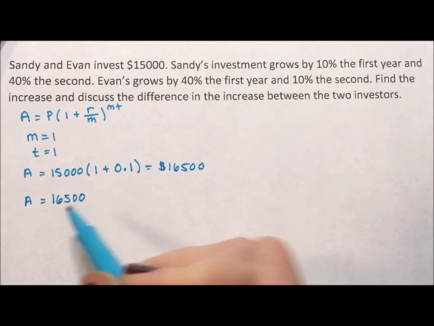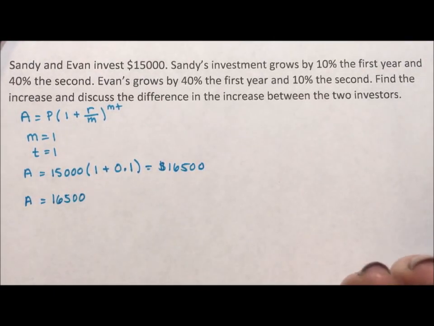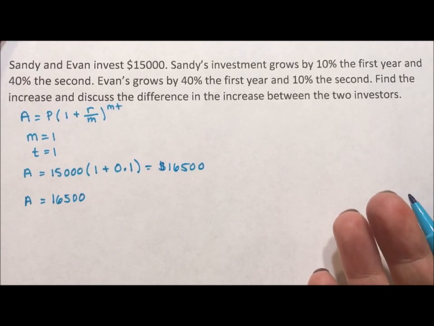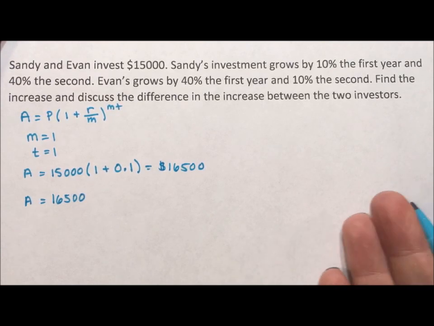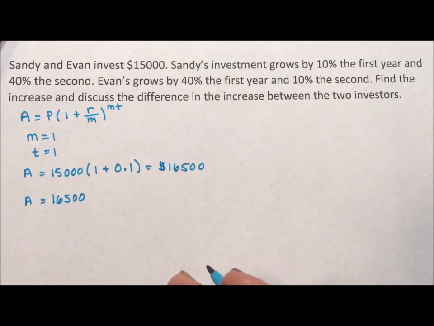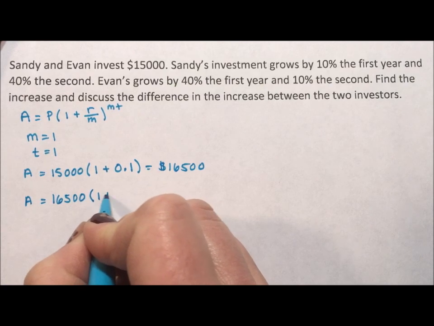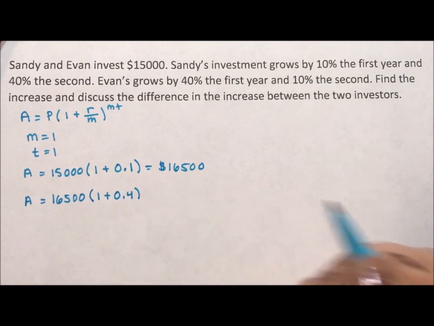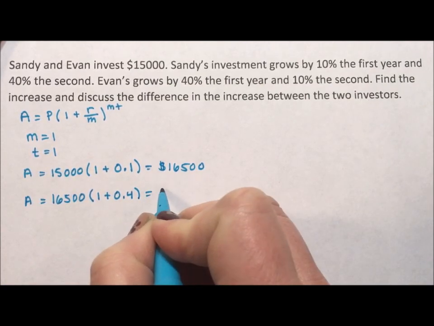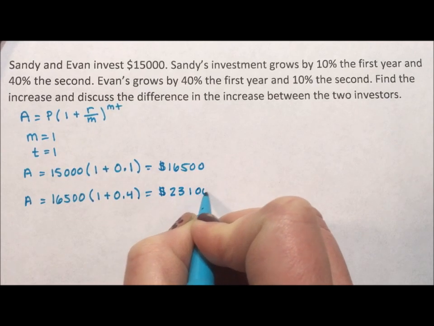Now for her second year, her base principal is now the 16,500. It is now based on this amount, not this amount, because her investment has grown, and that's why we're using the compound interest, because the thing with compound interest is the principal changes as the interest becomes principal. So now it's 1 plus 0.4 because now it's 40% interest, and at the end of the second year her investment has grown to 23,100.